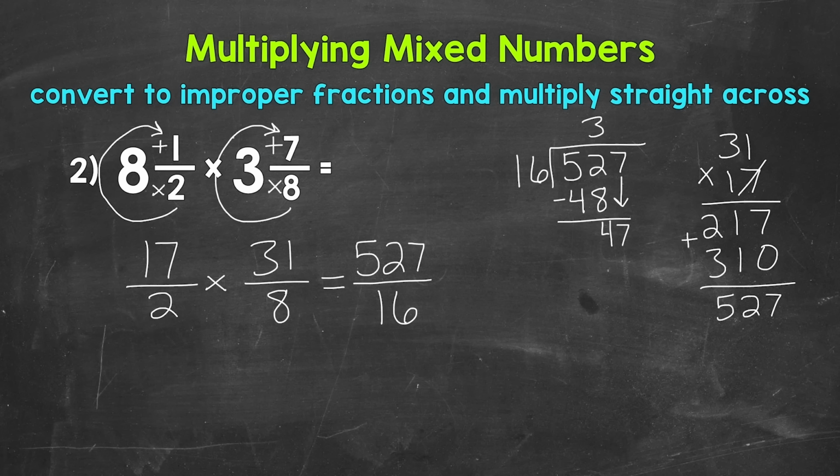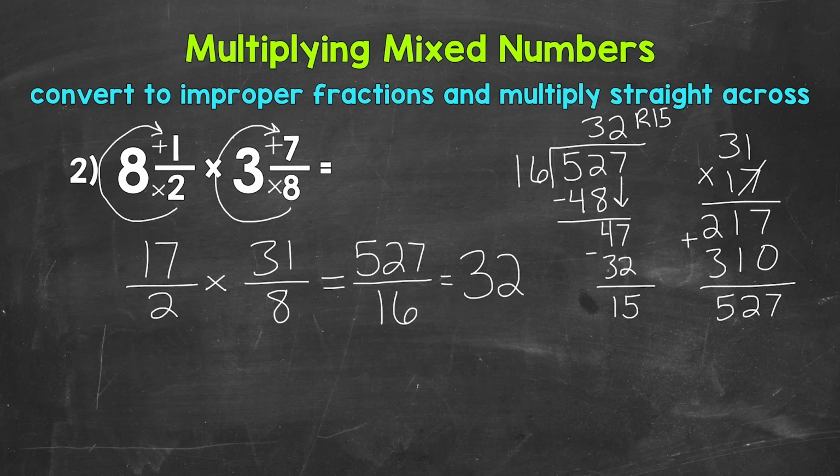So we divide. We have 47 divided by 16. How many whole groups of 16 in 47? Well, 2. That gets us to 32. And now we can multiply. 2 times 16 is 32. Subtract, and we get 15. So 32, remainder 15. That means 32 whole groups of 16 in 527. So that's the whole number of our mixed number.